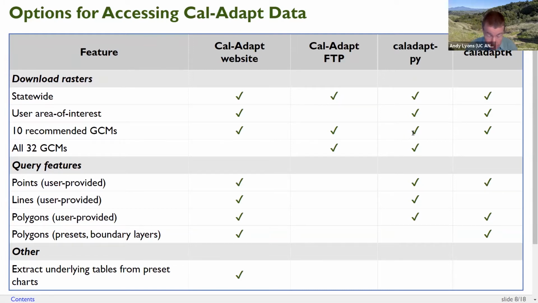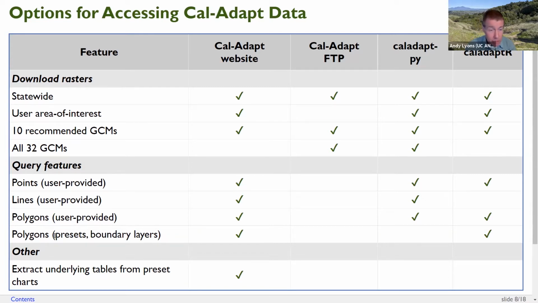There's 10 recommended GCMs for the state of California available through the API. And then all 32 GCMs are not on the API. There are ensemble runs, but if you need the individual source data, you can use the FTP server or Shane's Python libraries. You can also query features. That's where you don't want a raster, but you just want a table of values for a specific point or a specific polygon and so forth, right? So the CalAdapt package does that for Python.